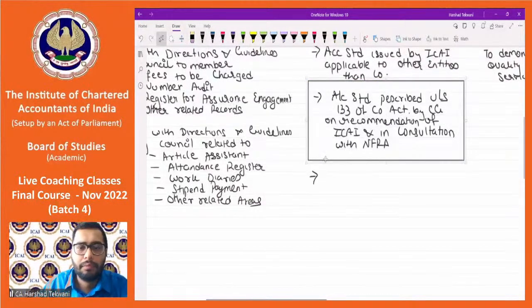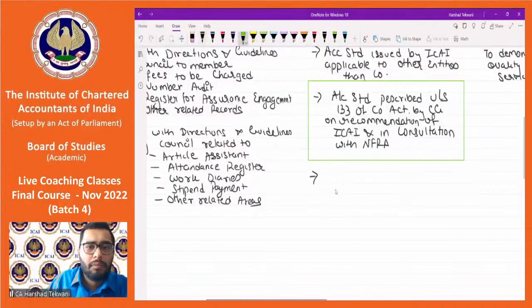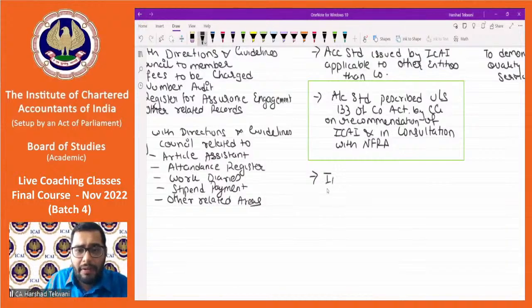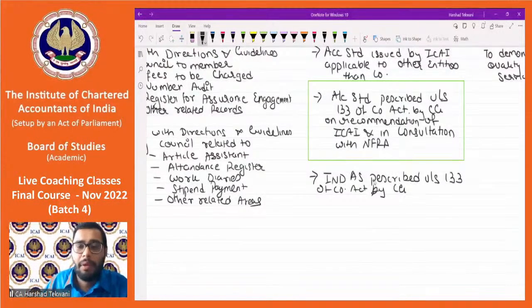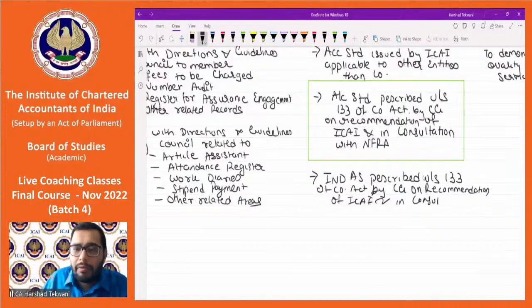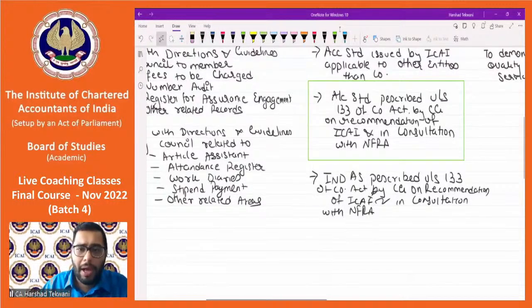Okay. Then Indian Accounting Standards, Ind AS basically, Ind AS prescribed under section 133 of the Companies Act by the central government on the recommendation of ICAI and in consultation with NFRA, and notified from time to time. Okay, so again, that is also part of the amendment.